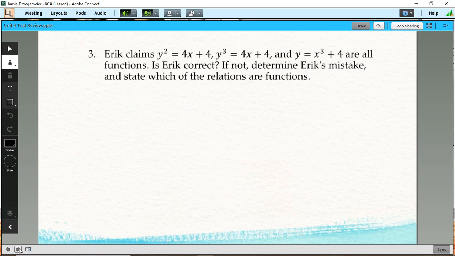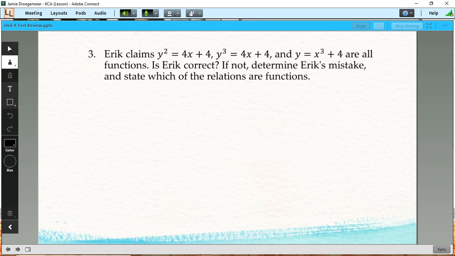All right, let's take a look at number 3. In this one, it says Eric claims that these 3 equations here, y squared equals 4x plus 4, y to the third equals 4x plus 4, and y equals x to the third plus 4, are all functions. And we want to know, is he correct? And if not, what's his mistake? And which ones really are functions?